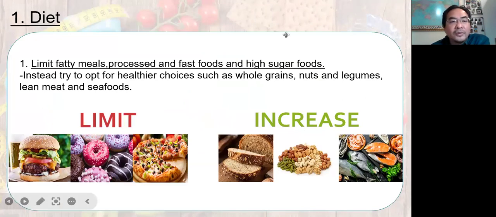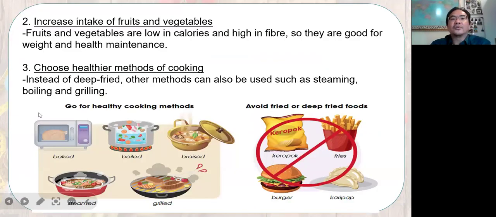And we can try to limit fatty meals, processed and highly processed food, for example, fast food and also high sugar food. Instead, we try to choose healthier choices such as whole grains, nuts, lean meat, and a healthier version of seafood like fish. And then we can choose to increase intake of fruits and vegetables as well.